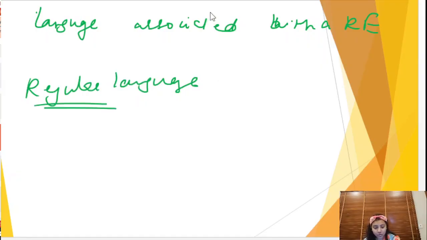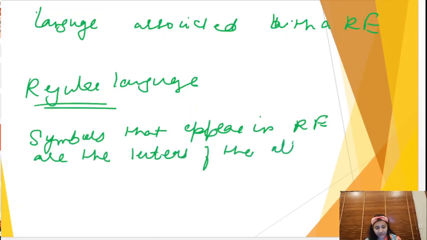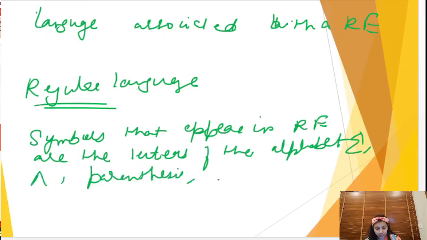Whatever symbols appear in regular expressions, they are nothing but the letters of the alphabet, as we have seen, or the symbol for the null string, or parenthesis, or the star operator, or the plus sign. So these are the symbols that are allowed in my regular expression.